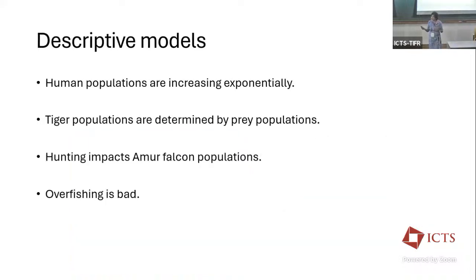So descriptive models might be really simple things. We might say human populations are increasing exponentially, tiger populations are determined by prey populations, hunting impacts Amur falcons, overfishing is bad. Are these good models? Are these very useful? Why are there some shaking of heads? Nobody's very impressed with these models. What could be done to make them more useful?